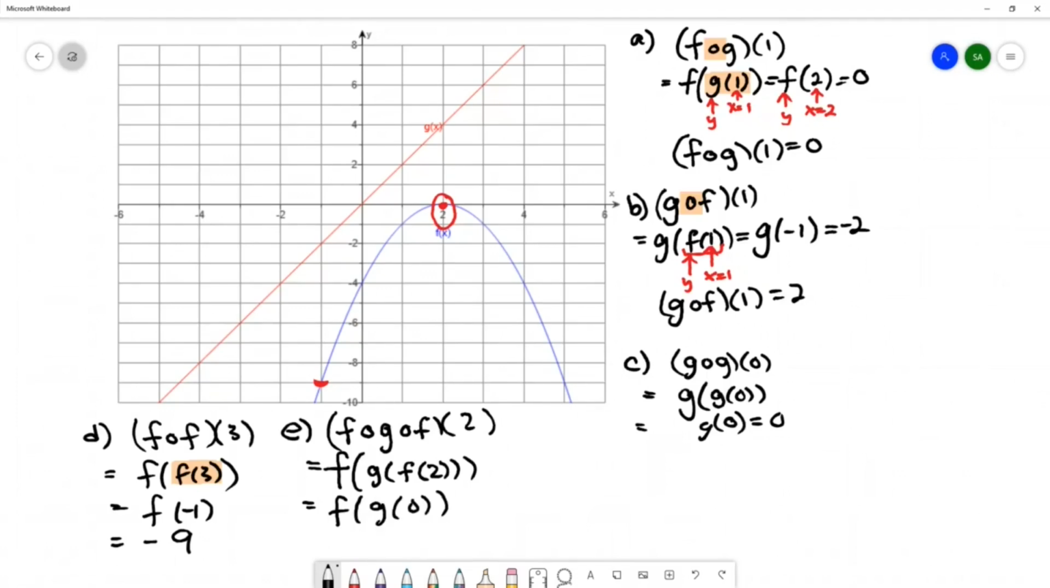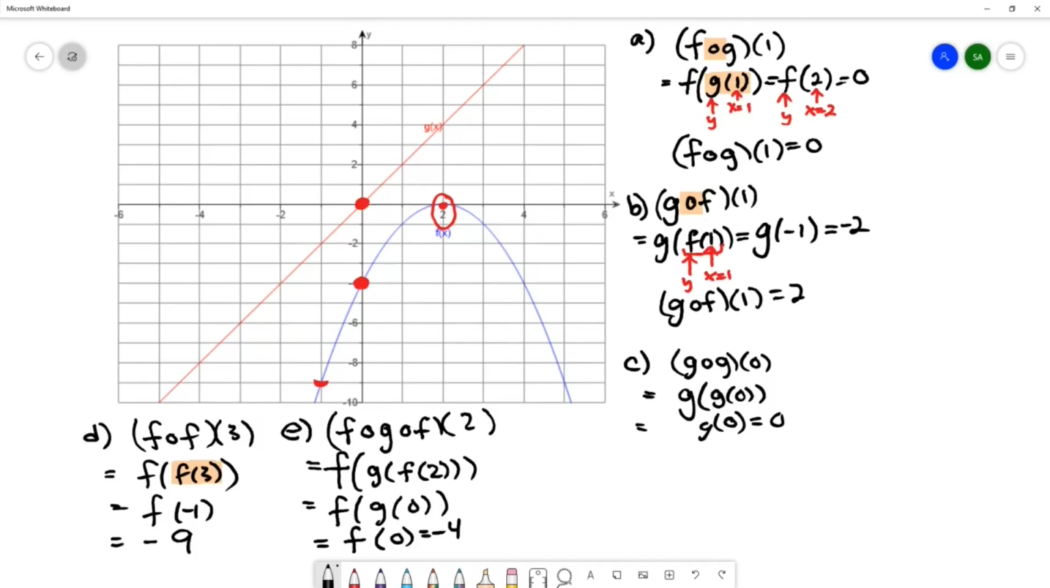Then I want to find g of 0. An x value of 0 is here. On the graph of g, that y value is 0, so g of 0 is 0. So I replace g of 0 with 0. And then I want to find f of 0, and that is right here on the graph, and that has a y value of -4. So we found f composed with g composed with f of 2 to be -4.